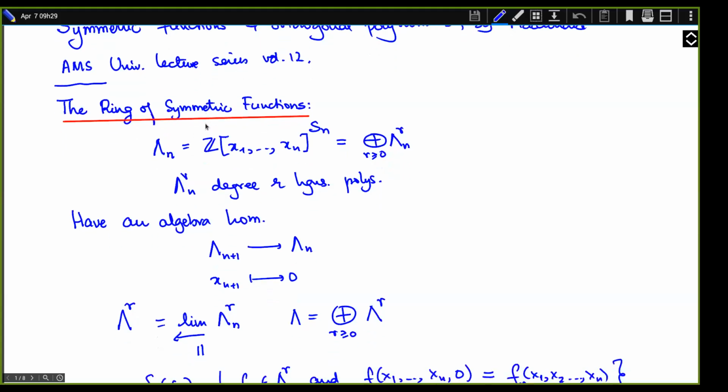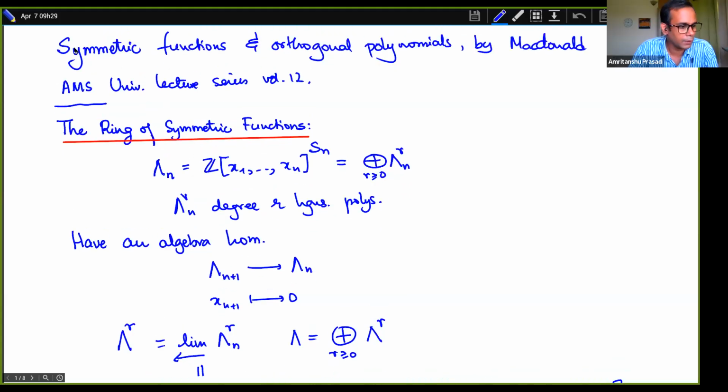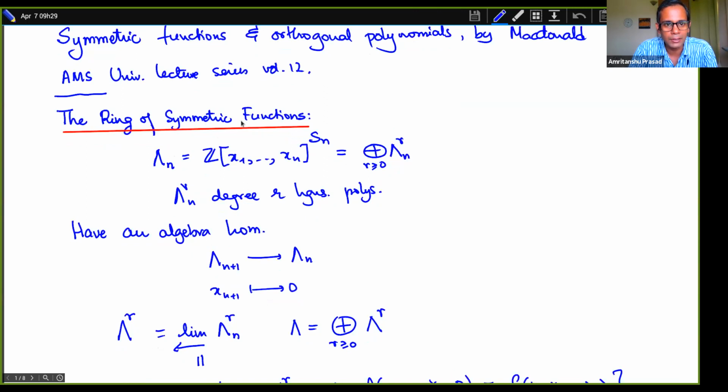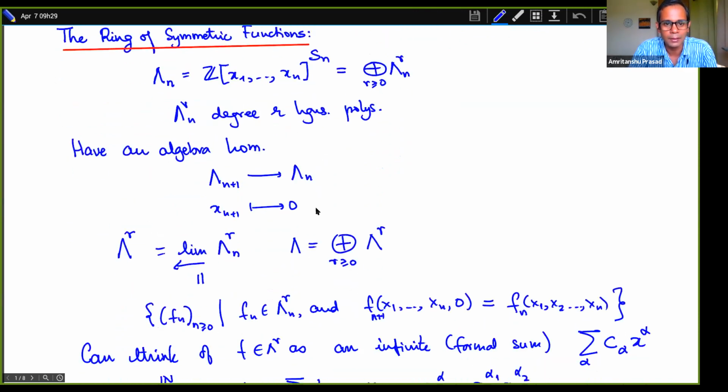So I defined the ring of symmetric functions. I'm following pretty much word for word McDonald's university lecture series, a small booklet called Symmetric Functions and Orthogonal Polynomials, and we're just doing the first chapter. The ring of symmetric functions was introduced as it's not quite a polynomial ring. There are infinitely many variables, so to speak.